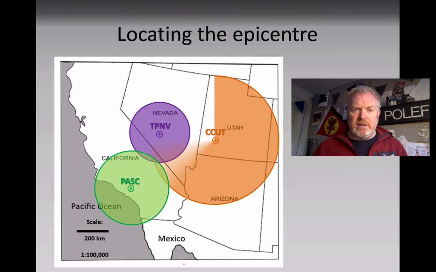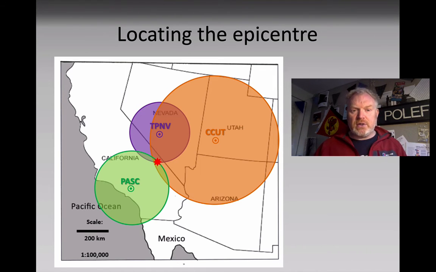So from Cedar City, we draw our last circle, this time radius of 475 kilometres, and we've got a place there where those three circles overlap. That is our epicentre.